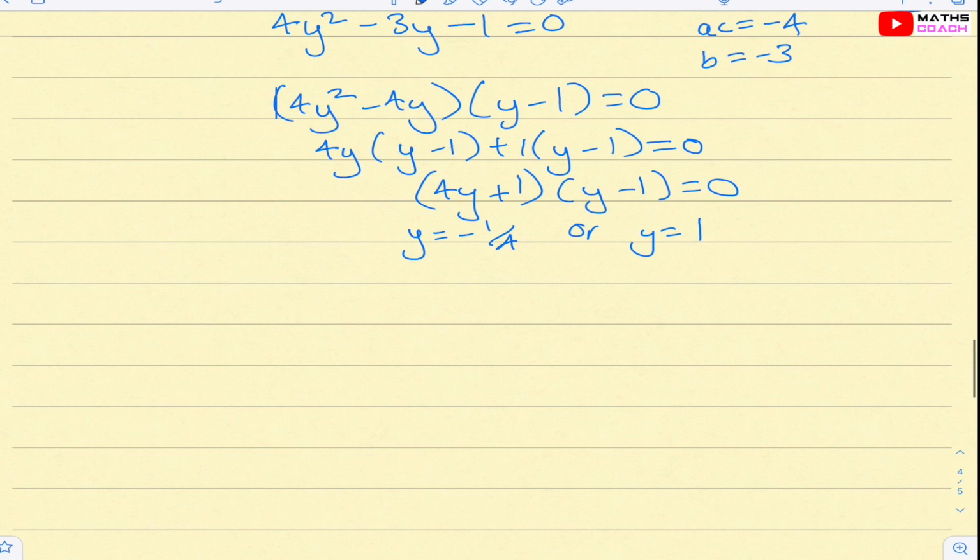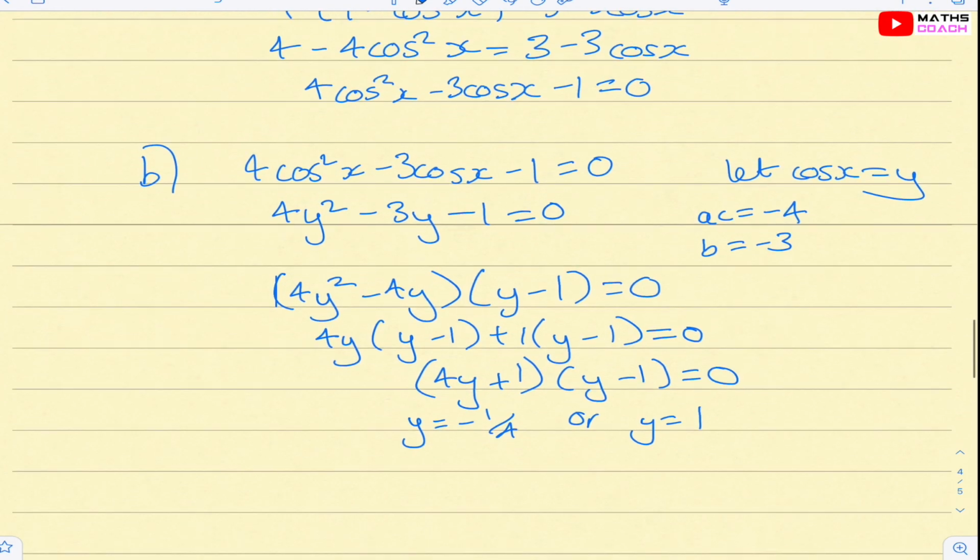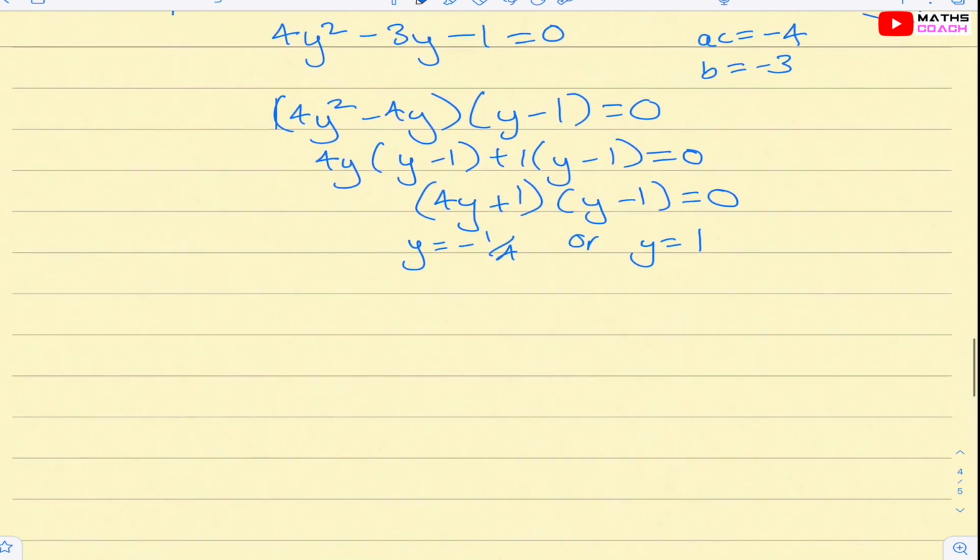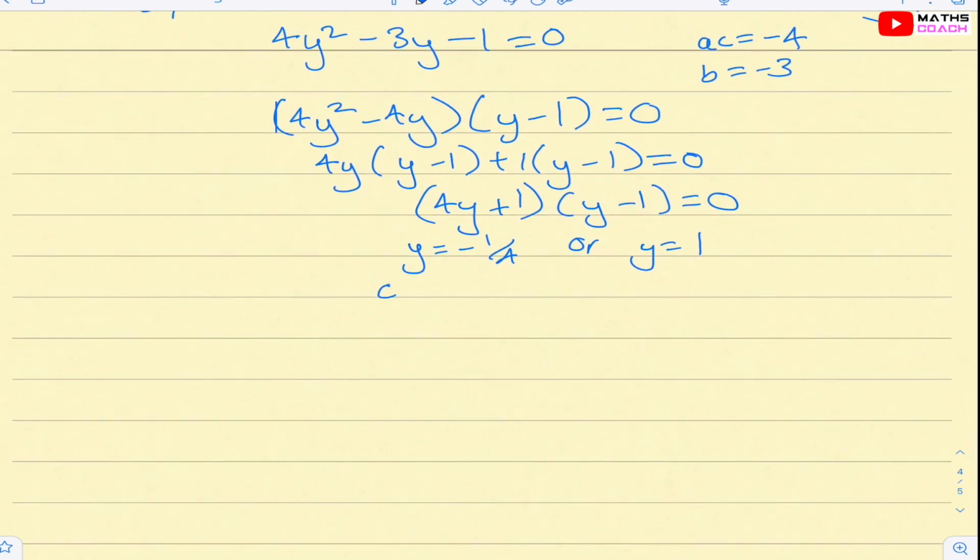Okay, now remember we said that let cos x equal y, so we're going to plug it back in. So we've got cos x equals minus a quarter, so x equals, if we use our CAST diagram, 104.5 and 255.5. Once we've got that, let's look at our second solution.